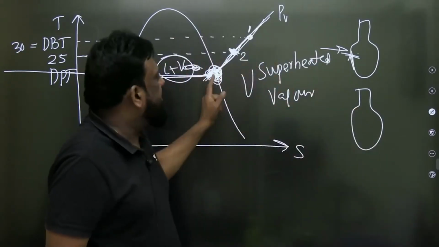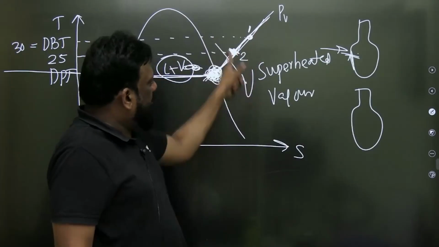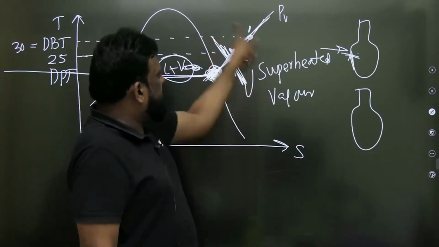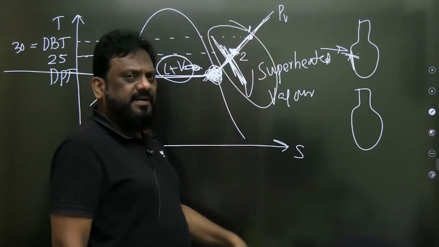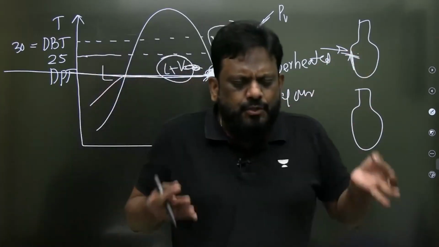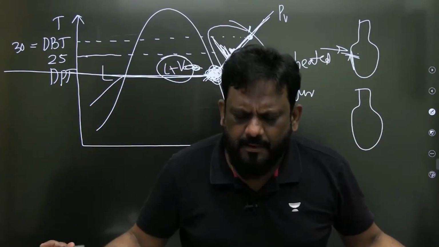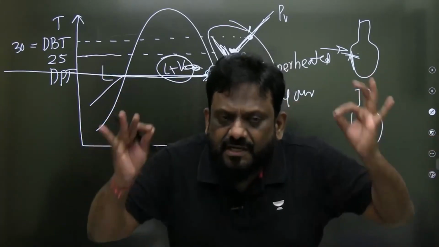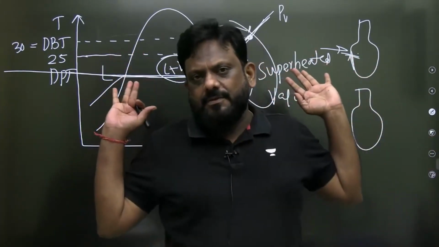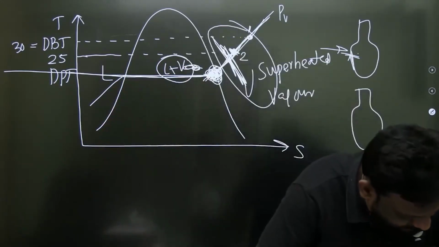If it is not touching this temperature, simply cooling, you may be reaching here. If you reach here, still it is in superheated state. There is no question of condensation. So if you want to remove water vapor from air, it should touch dew point temperature. So hope it is clear, my dear students.